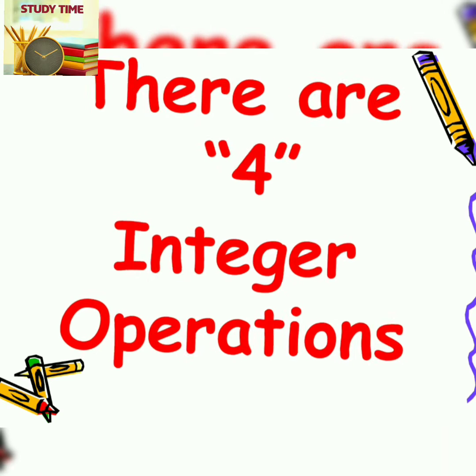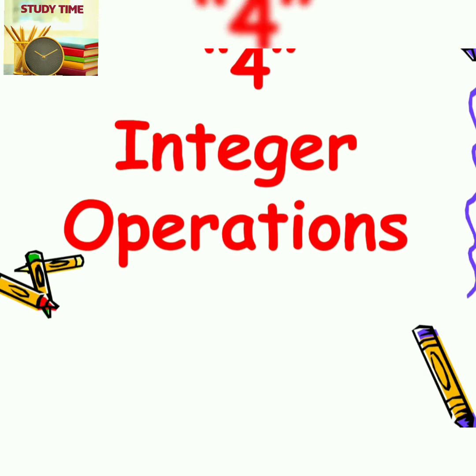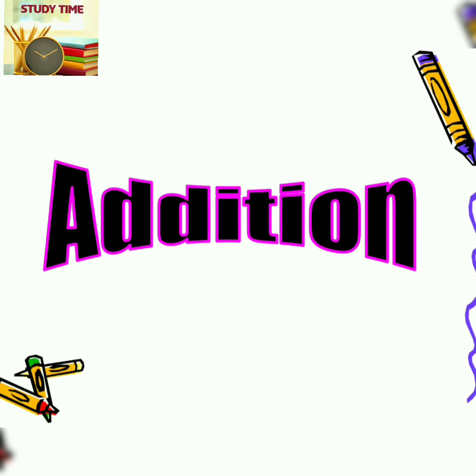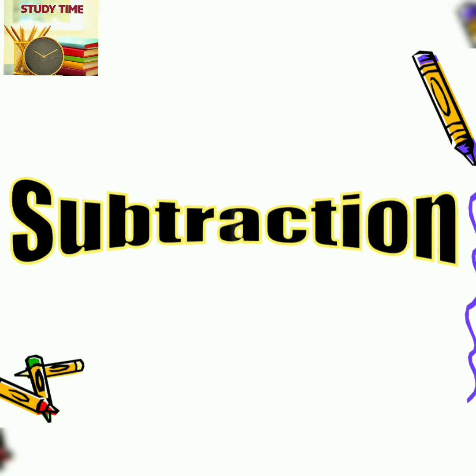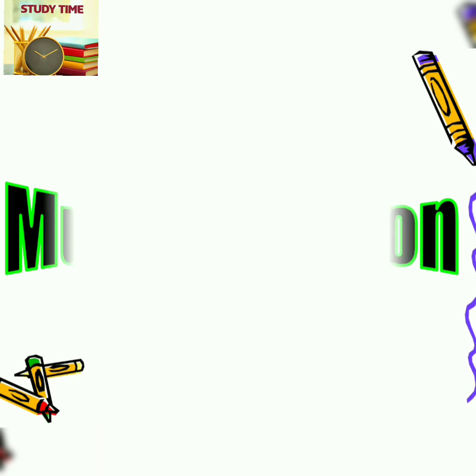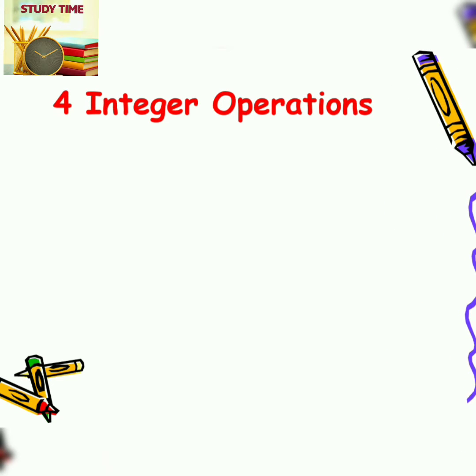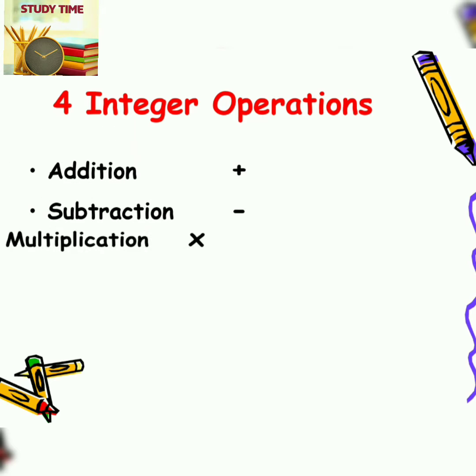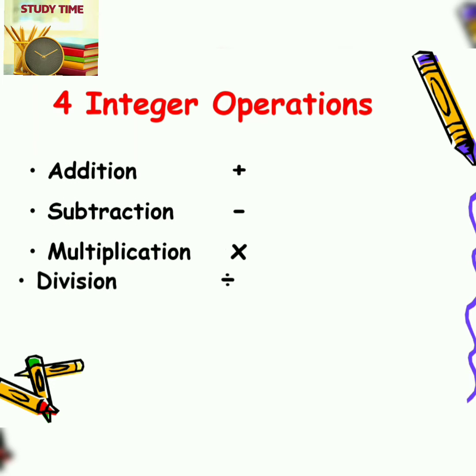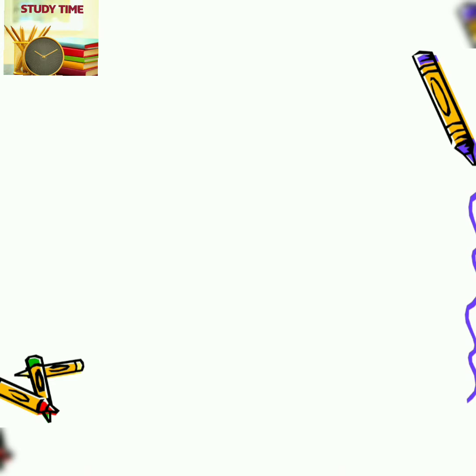There are 4 integer operations. First one is addition. Second is subtraction. Third is multiplication. Fourth is division. These 4 operations with their symbols: addition, subtraction, multiplication and division, plus, minus, multiply and divide.